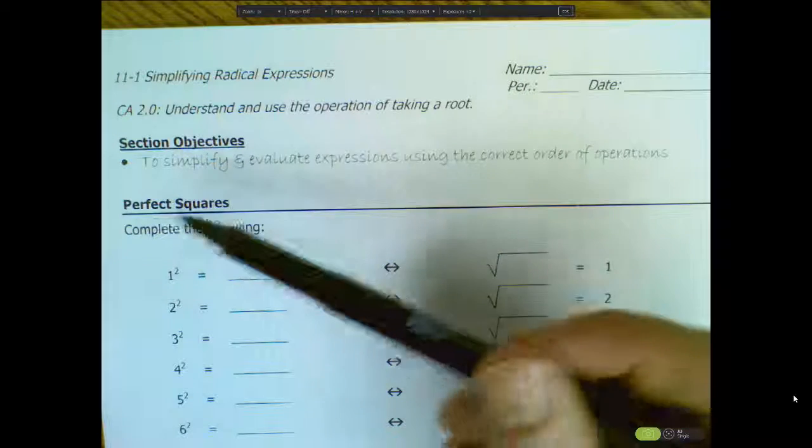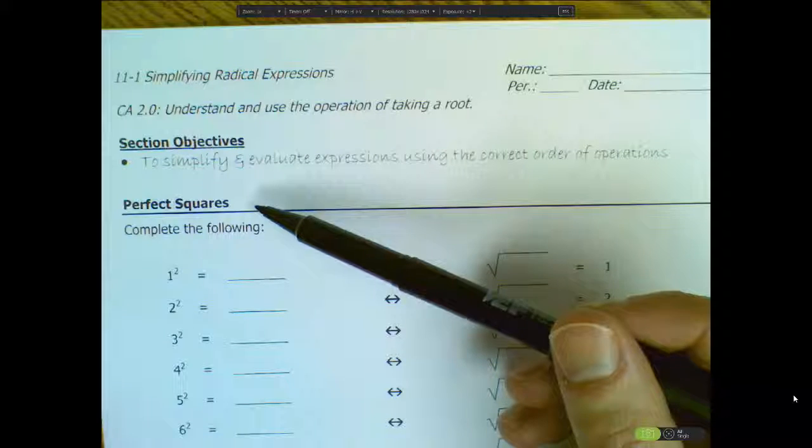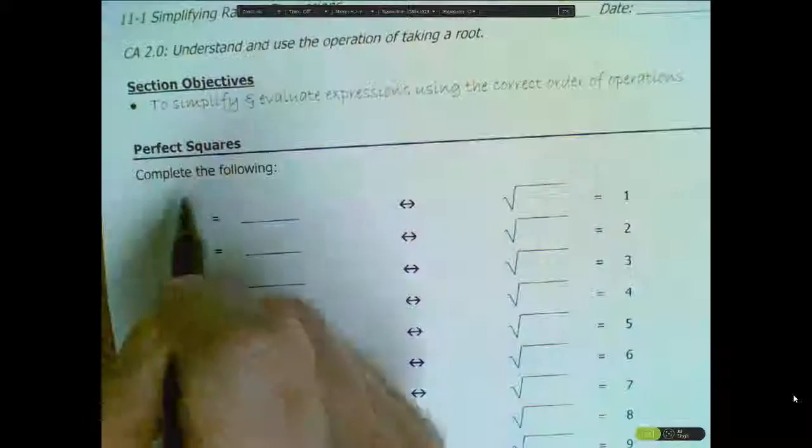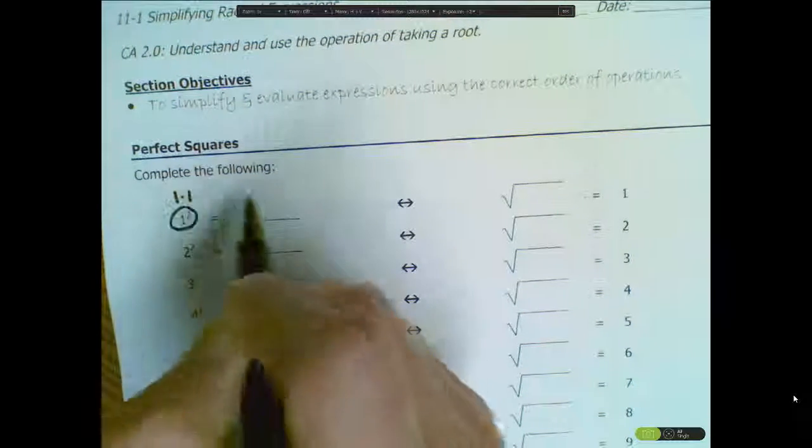So before we begin the lesson today, it's important to have an understanding of what perfect square numbers are and how to work with them. So the first example here is if we have 1 squared. Again, what this means is that we're going to take 1 times 1. 1 times 1 is 1.